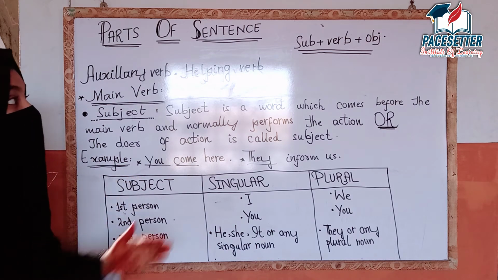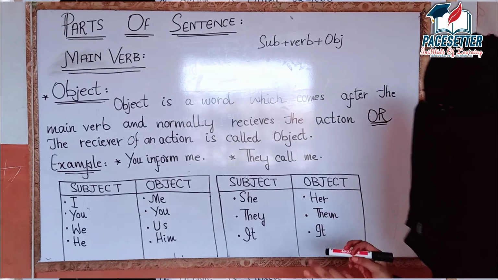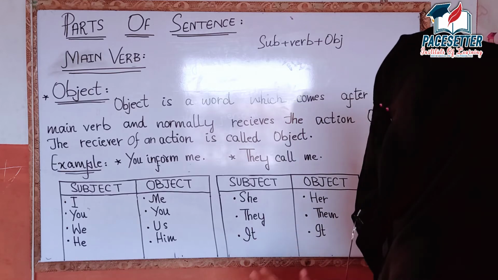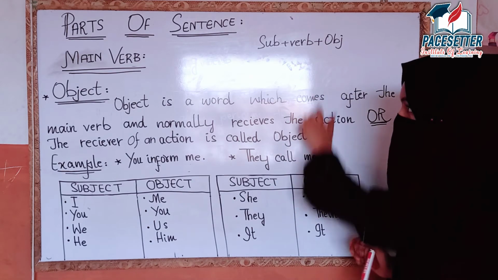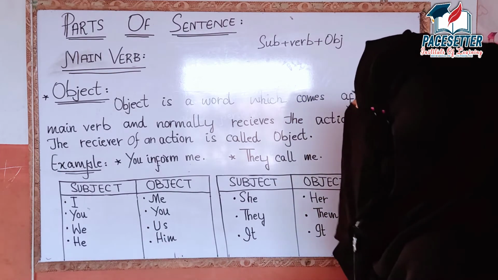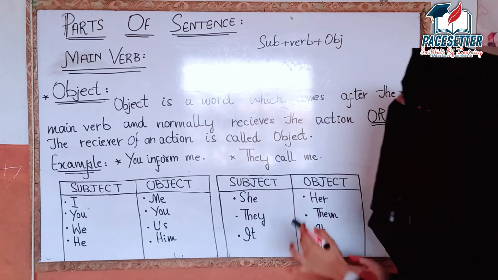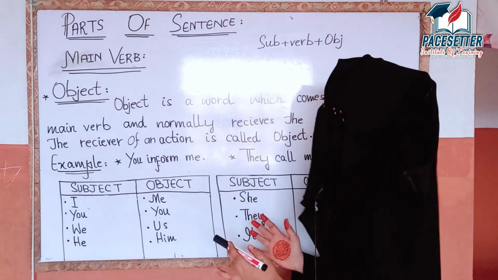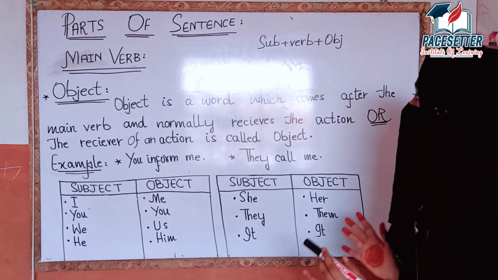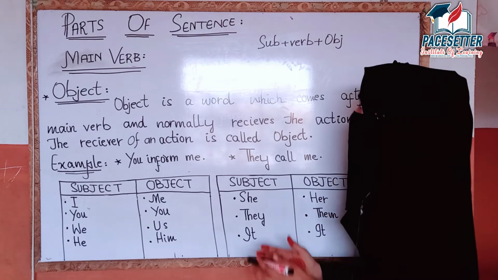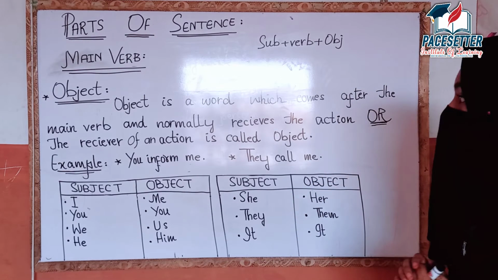And now let's move towards object. In parts of sentences, the second thing that we are going to discuss is object. Now what is object? Object is a word which comes after the main verb and normally receives the action, or the receiver of action is called object.